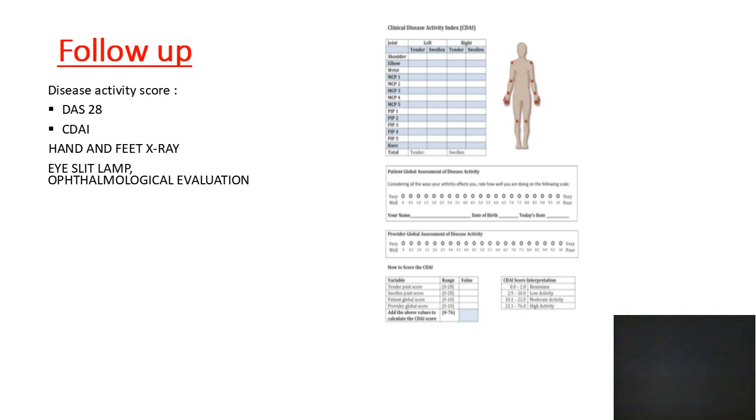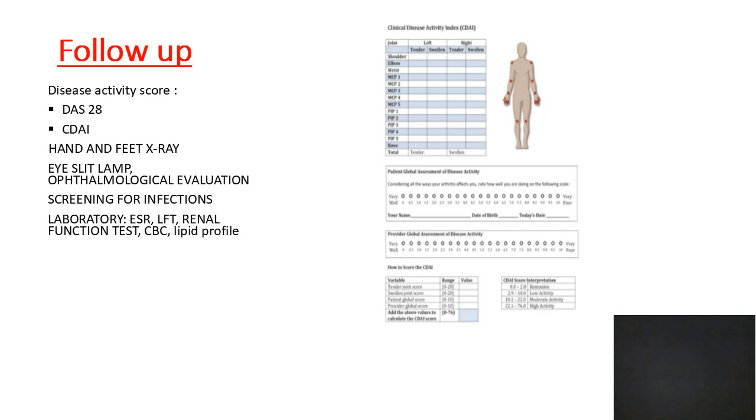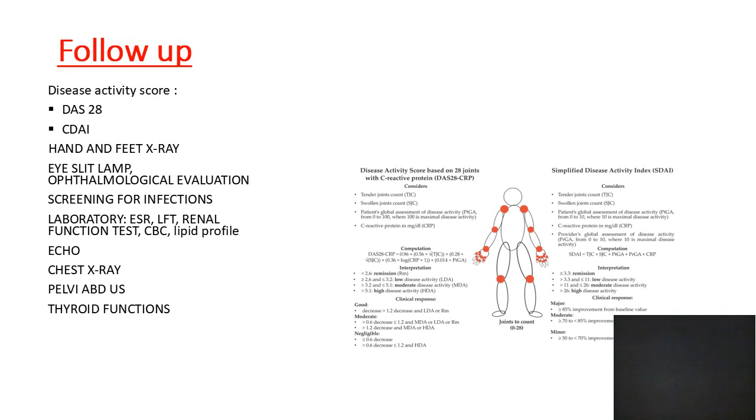Eye slit lamp and ophthalmological evaluation now and then, and screening for infections. The laboratory tests are acute phase reactants like ESR, liver function, renal function tests, CBC, and lipid profile. Due to many drugs, the liver and kidneys may be affected, and white blood cells should be controlled, and anemia. RA is very common to cause all types of anemia. Also echo, chest x-ray, pelvic and abdominal ultrasound, thyroid function, and thank you.